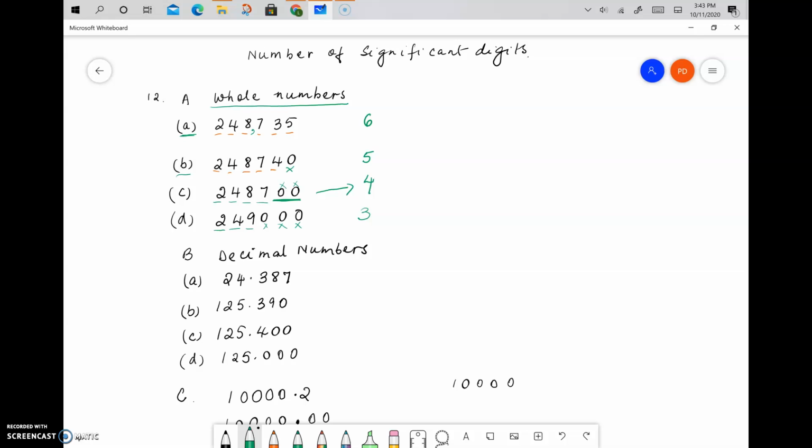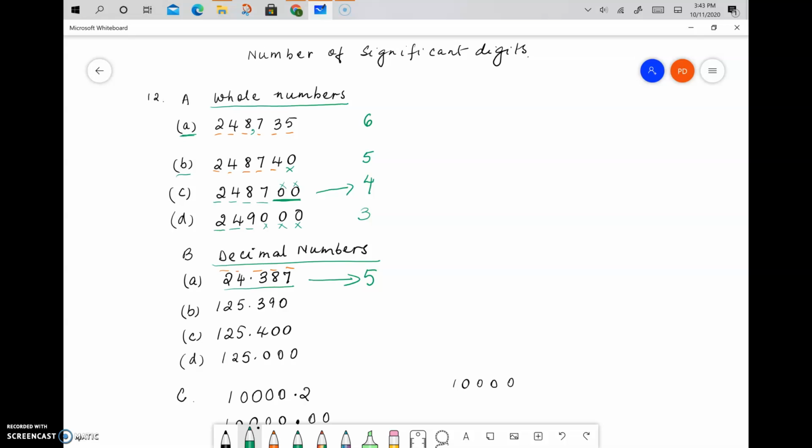Now let's look at decimal number examples. Our first decimal number is 24.387. In the absence of zeros, either in the decimal place values or in the whole numbers, you have to remember that you have to look for those zeros. When it's a decimal number, all you care about is looking for the zeros at the end. So here, every single digit counts. That's 1, 2, 3, 4, 5. The total number of significant digits is 5.